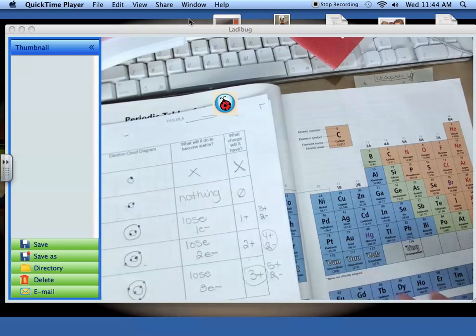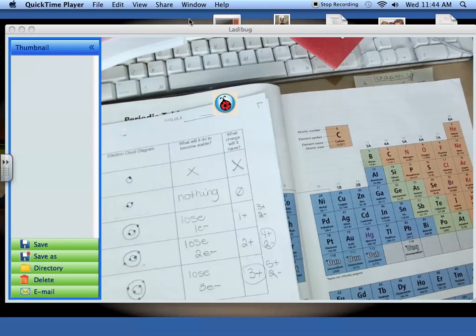So if that doesn't really make sense, take a minute to go back and just think about it. I know you can figure that out. So kind of pause the video and go back and reflect and see if you can't figure out why that's a 3 plus charge.